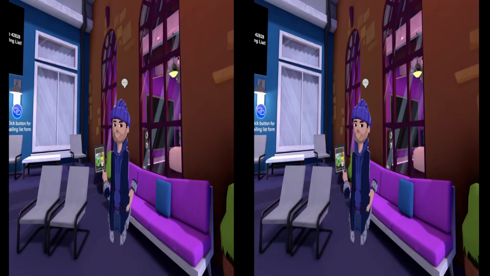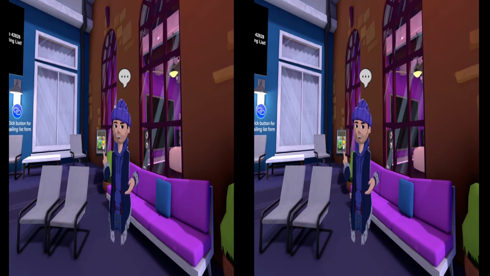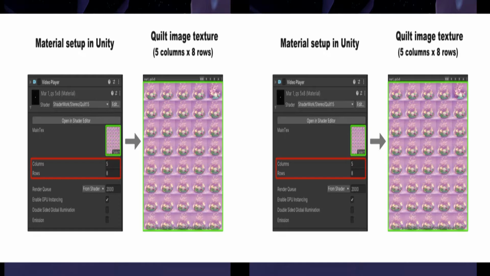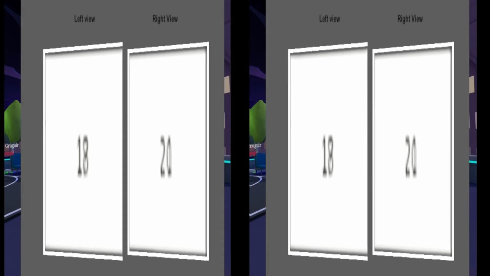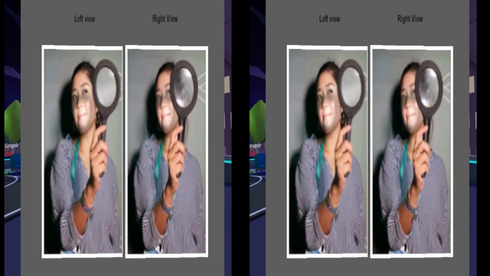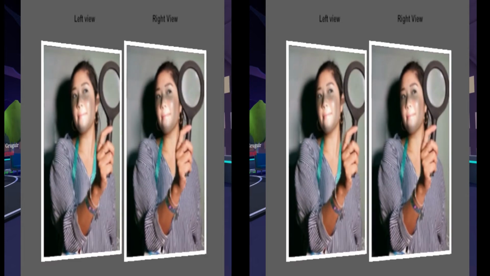So now that you have the shell for the case, you need to get the Looking Glass quilts into it. And you do that inside Unity using a shader? Yeah, so you populate the texture slot with the quilt, and you give it a number of rows and columns, and it will take care of giving the right image, given the angle, to the left and the right eye.